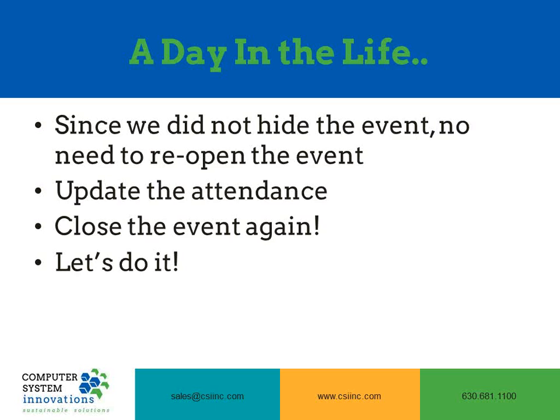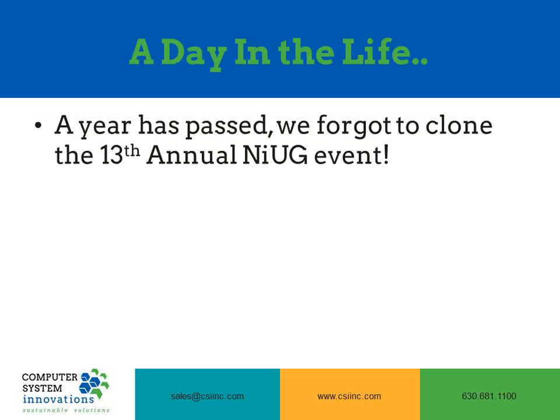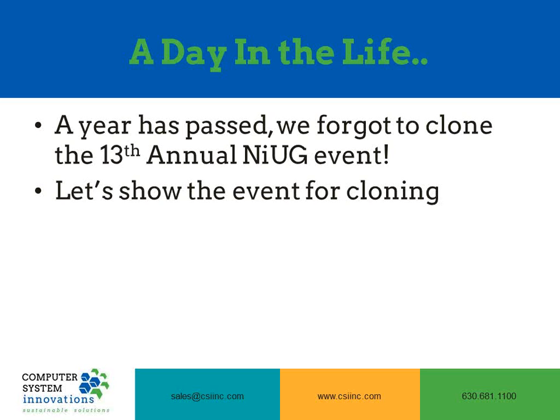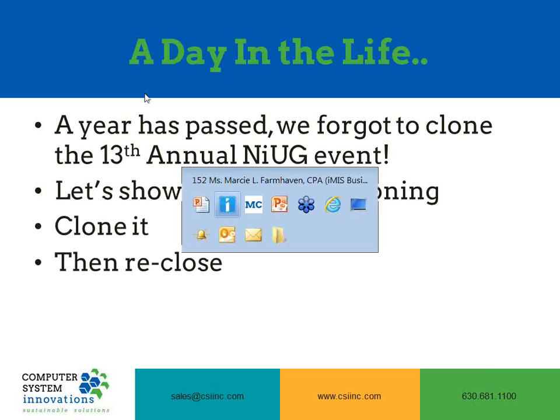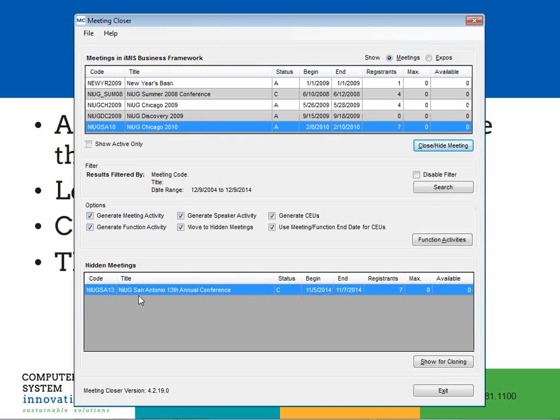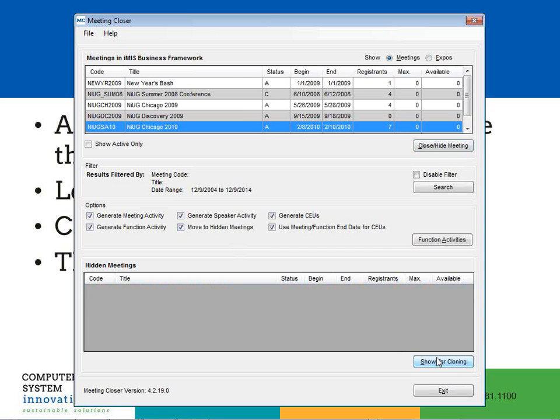However, what happens is a year goes by and someone says, hey, we're having our 14th annual event and the 13th is gone and I need to clone it. So we're going to show you Meeting Closer how to open it for cloning. We call it Show for Cloning. Then you can clone it and reclose. So all you would do in Meeting Closer is down here, it's showing. You just say Show for Cloning.